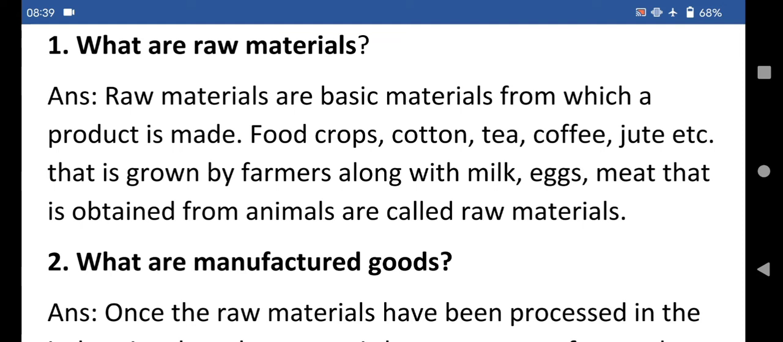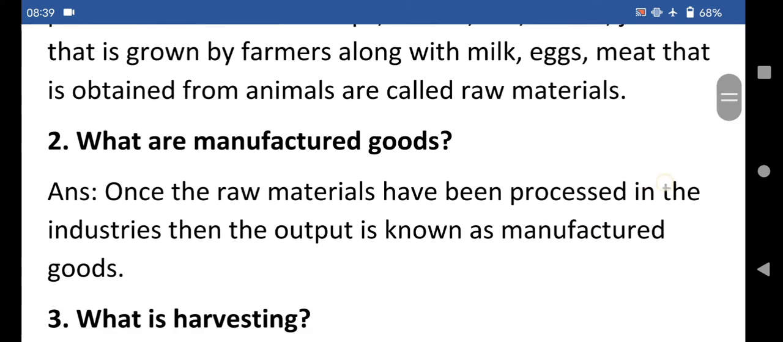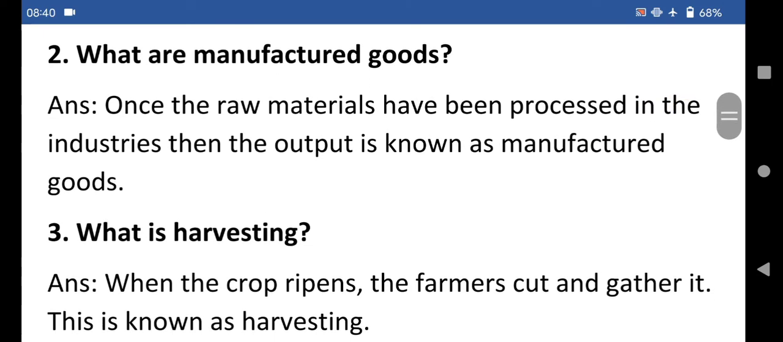So dear children, I hope you understood about raw materials. It means that whatever the things used to make into different goods or different products, they are known as raw materials. 2. What are manufactured goods?